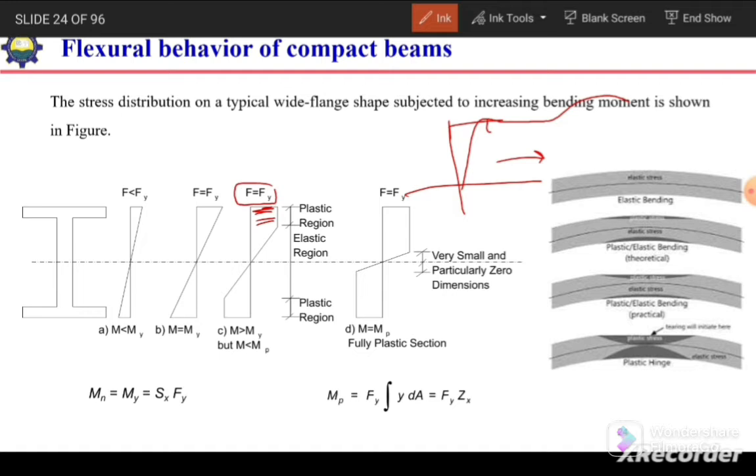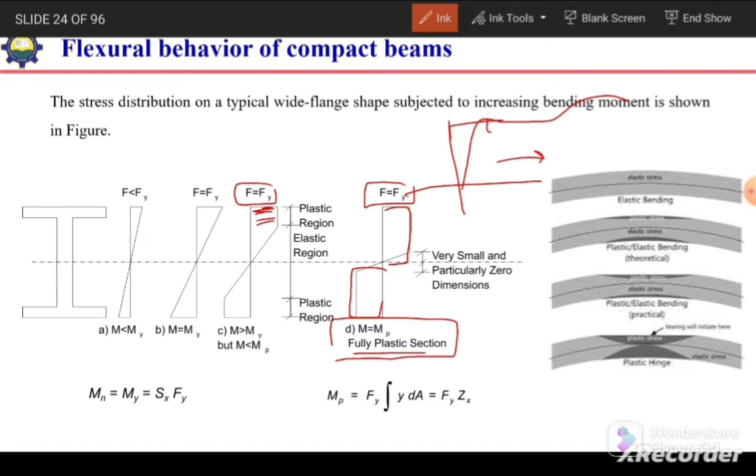And if we further increase the applied bending moment, a stage will come when the whole depth of the section will yield. At that stage, the applied bending moment will be equal to Mp, which is termed as the fully plastic or plastic moment, and the stress in the whole section will be equal to Fy.